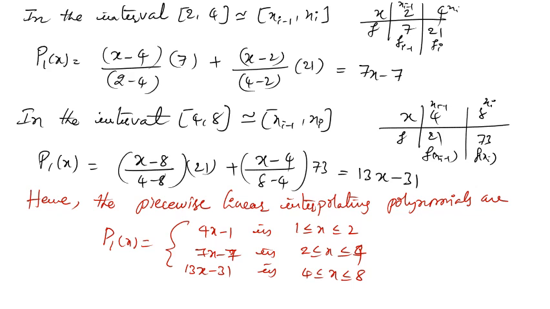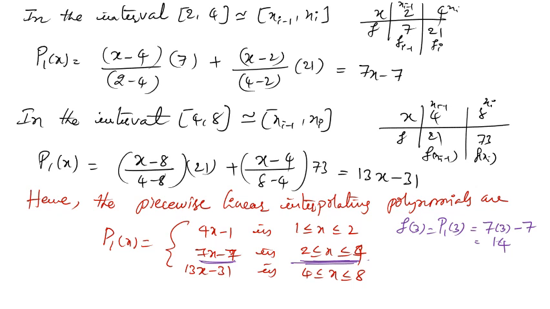And what is the next question? Hence evaluate f of 3. F of 3 means P1 of 3. 3 belongs to which interval? Observe, 3 belongs to the interval 2 to 4. Therefore use the polynomial 7x minus 7. In that one, 7 into 3 is 21, 21 minus 7, 14.